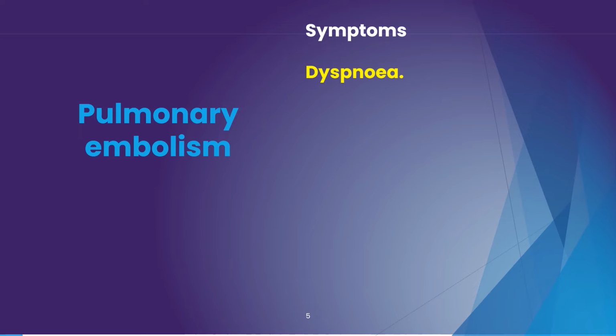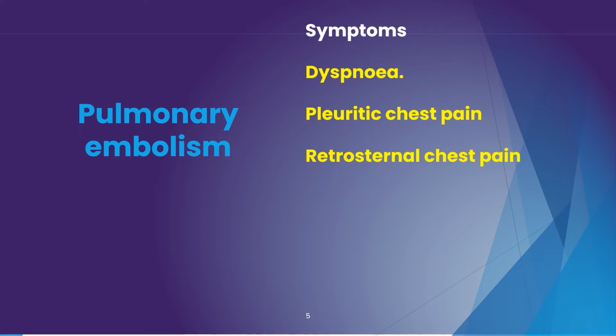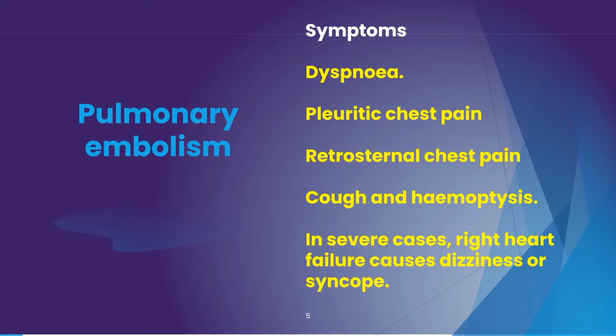Symptoms include dyspnea, pleuritic type chest pain, or else retrosternal chest pain, and also cough and hemoptysis can be there. And in severe cases, right heart failure can cause dizziness or syncope. So these are the major symptoms that you should keep in mind for pulmonary embolism.